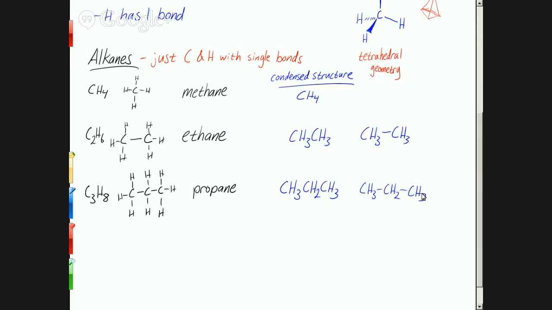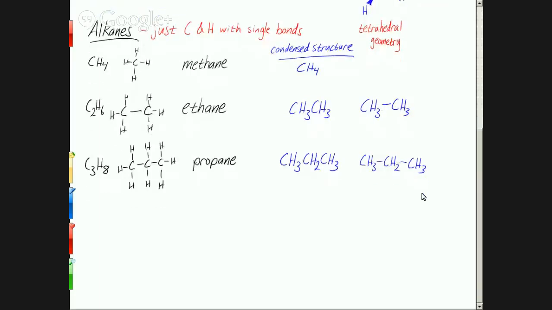All right. So let's continue. C4H10 is called butane. Butane is almost a liquid at room temperature and pressure. That's lighter fluid. So in your lighters is butane.